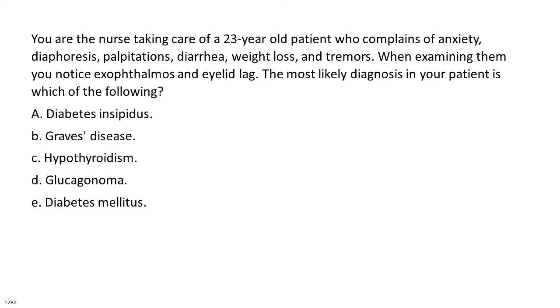You are the nurse taking care of a 23-year-old patient who complains of anxiety, diaphoresis, palpitations, diarrhea, weight loss, and tremors. When examining them, you notice exophthalmos and eyelid lag. The most likely diagnosis in your patient is which of the following? A. Diabetes insipidus. B. Graves' disease. C. Hypothyroidism. D. Glucagonoma. E. Diabetes mellitus.